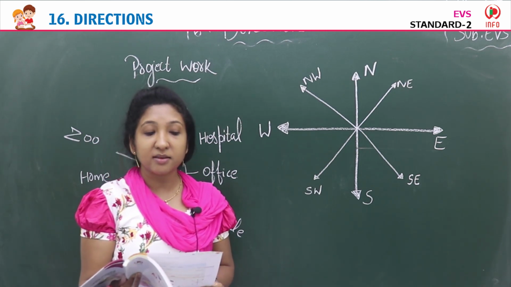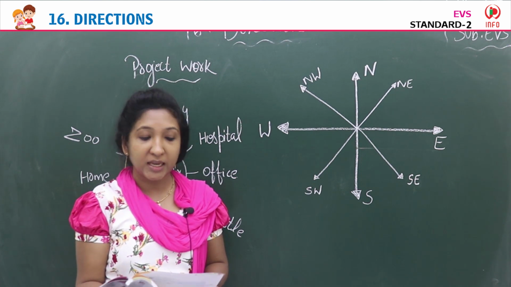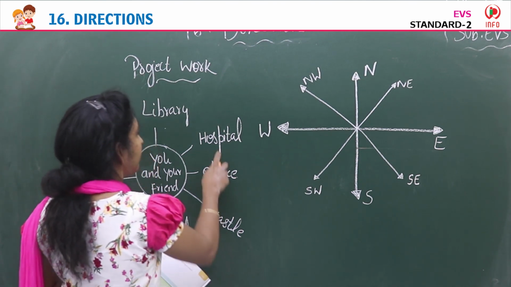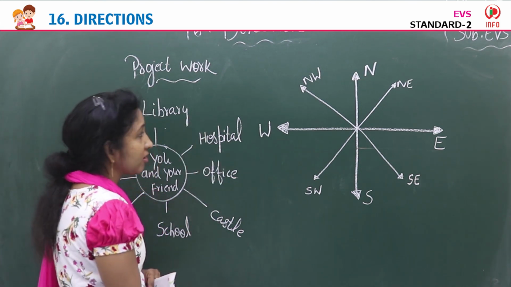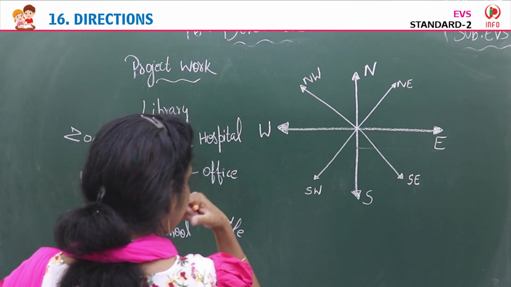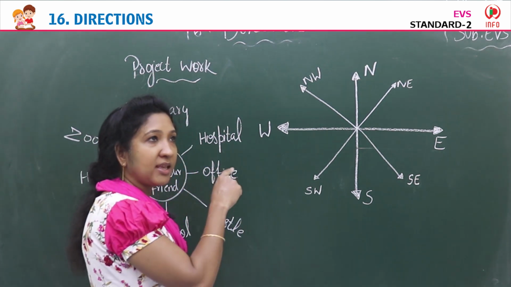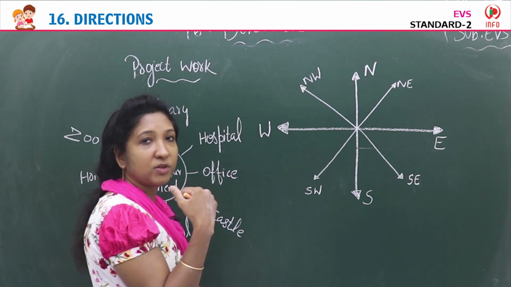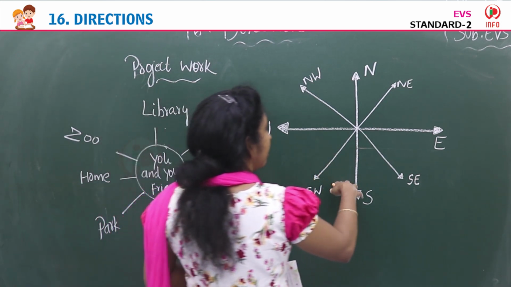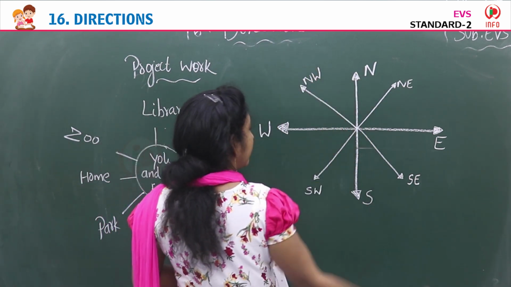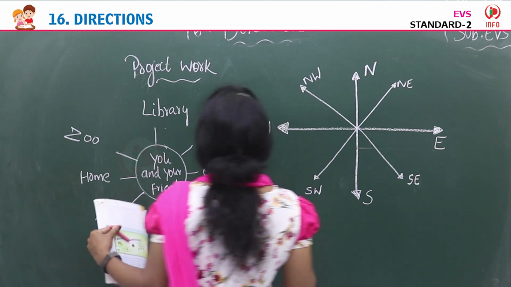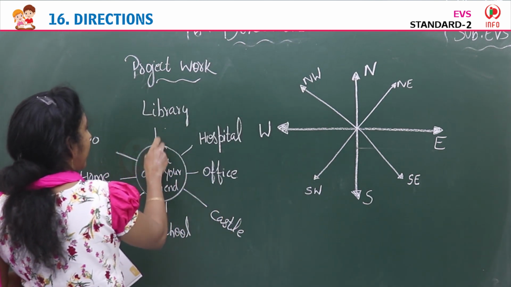Now you have to answer this. In which direction of you are the following located? First, where is the hospital? Before that, children, you know the directions, right? If you are standing facing the sun, it is east, back side west, left north and right south. That is the way to find the direction. But here on the map, the top part is north, bottom is south, your left is east and right is west.